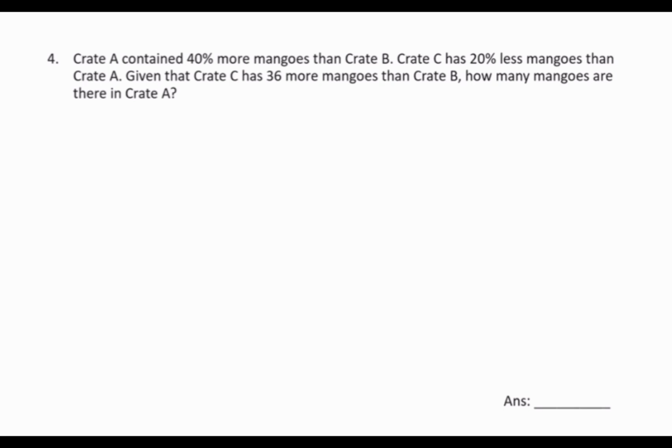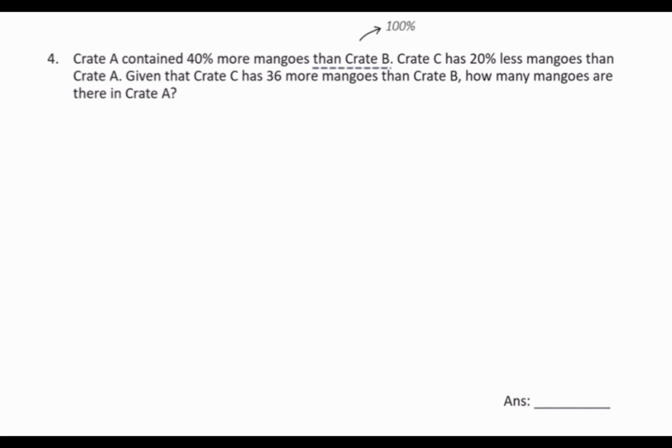A number of you got 252, wrong. Is it because you did 40 plus 20 or 40 minus 20 or something like that? Don't do that. Let's look at the first sentence. 40%. Remember I said you need to identify your 100%. In a sentence with percentage, the one at the back is always 100%. So crate B is the 100%.